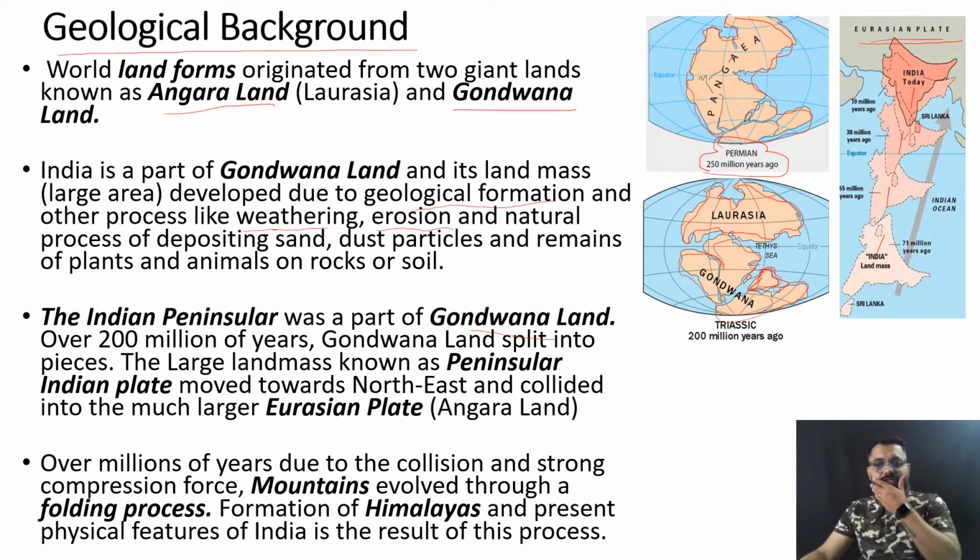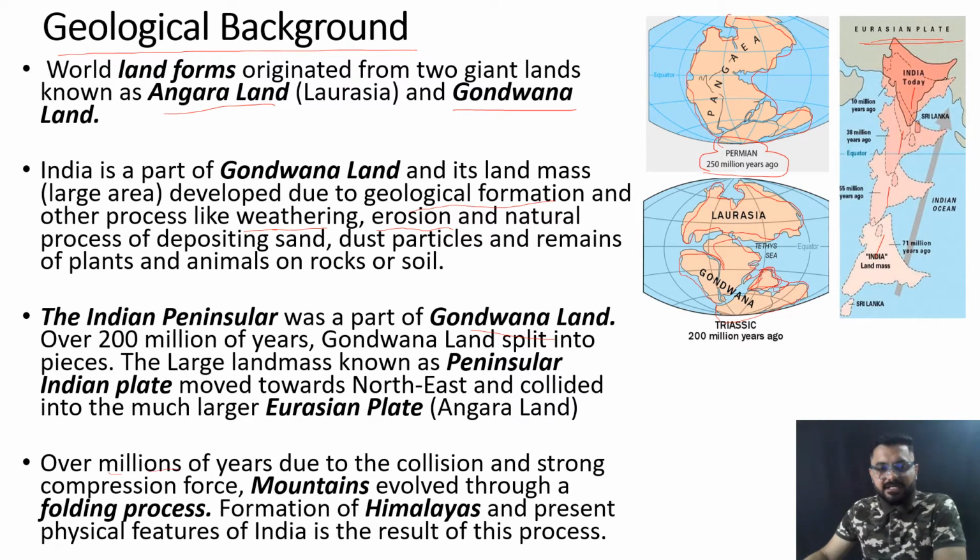So a few things that you need to remember here, children. First, the entire world was a single continent called Pangaea. Later, Pangaea broke down into two parts. The upper portion was called Laurasia, and the bottom portion was called Gondwana. India was a part of Gondwana land. Slowly, over a period of time, this part of India started moving upwards and it collided with the Eurasian plate. And all this happened over millions of years, children.